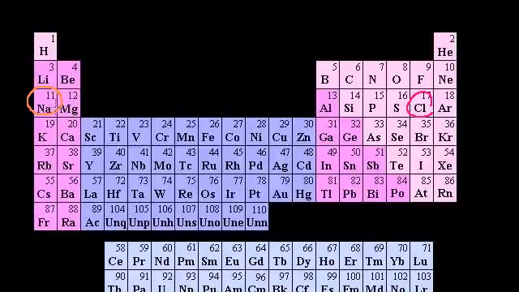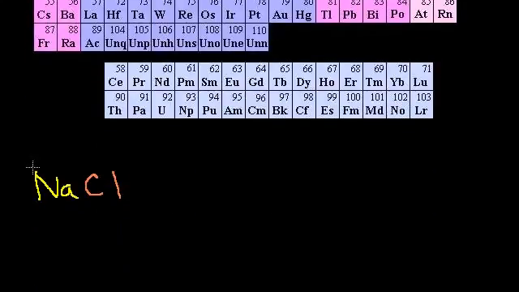Sodium, since it wants to lose an electron, it's going to lose its electron. And it's going to give it to chlorine. And chlorine is going to gain it. And so you're going to have a situation where sodium is going to have a +1 charge, because it lost an electron. And then chlorine will have a -1 charge because it gained an electron.